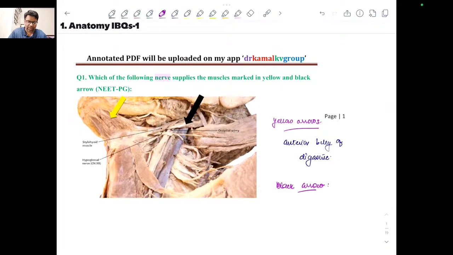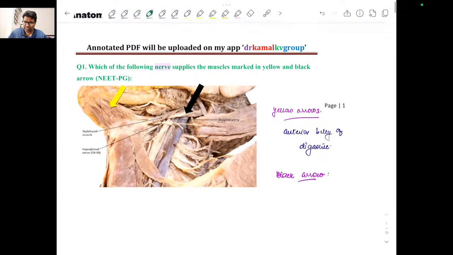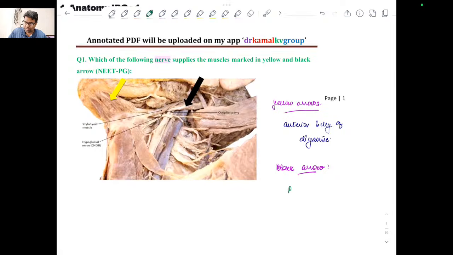So it is the anterior belly of digastric, and the one which is marked with the black arrow, I think all of you can answer it now. It is the one which is going back, so it is the posterior belly of digastric. So this one is the anterior belly of digastric, and this one is the posterior belly of digastric.